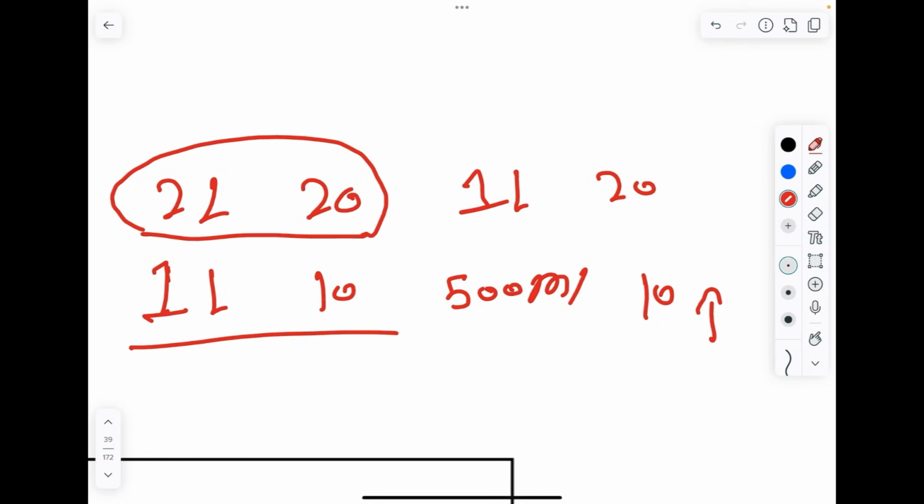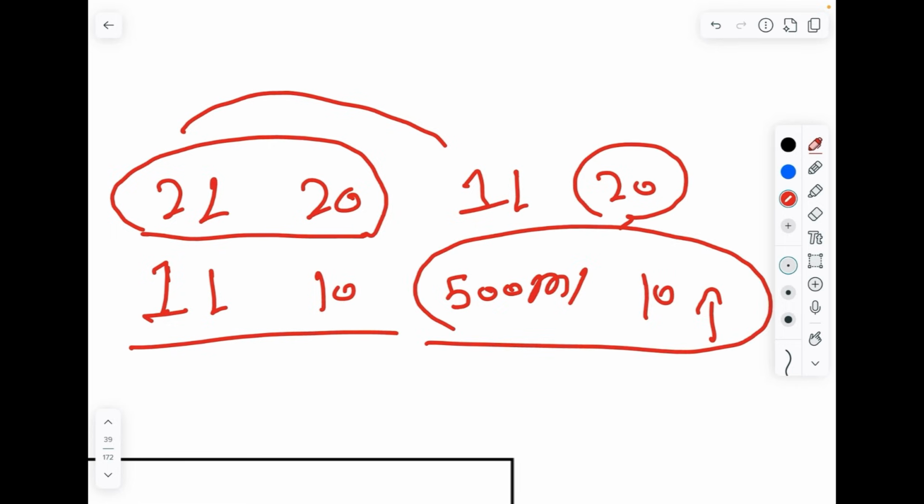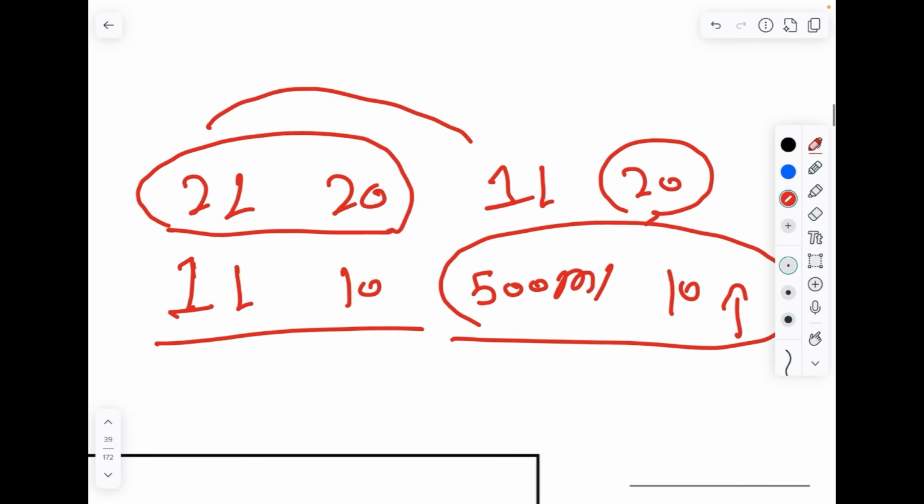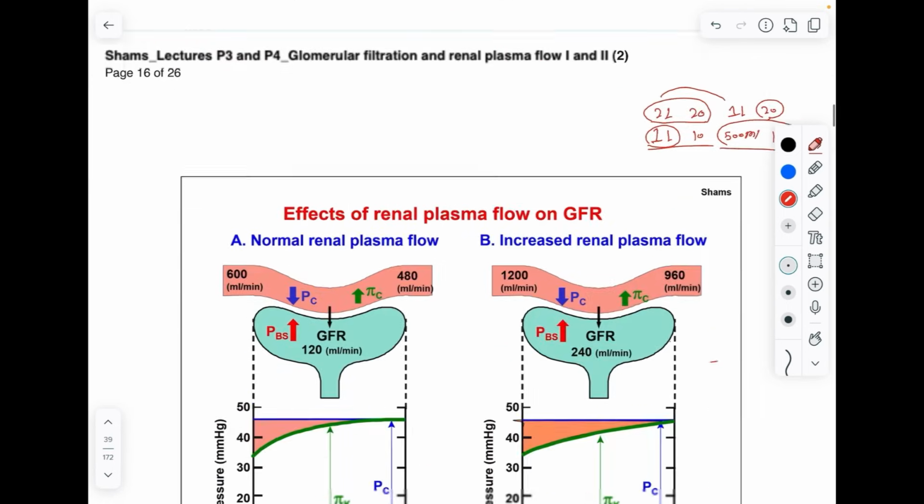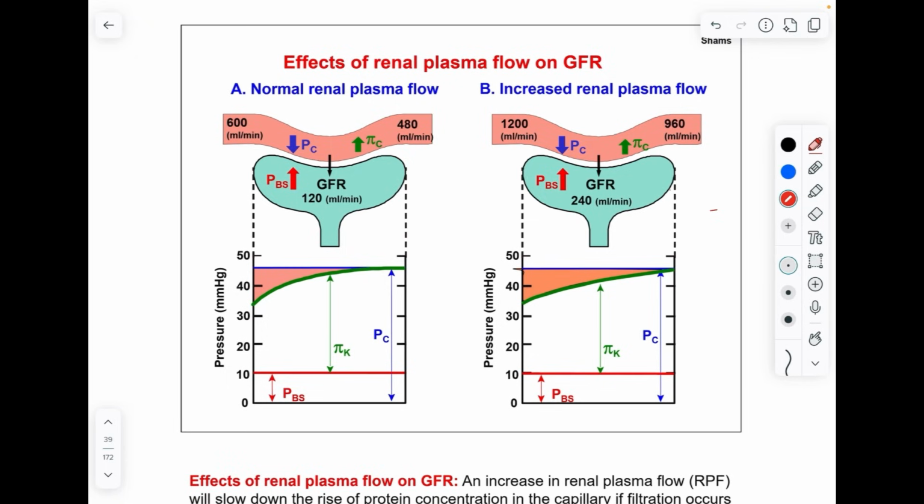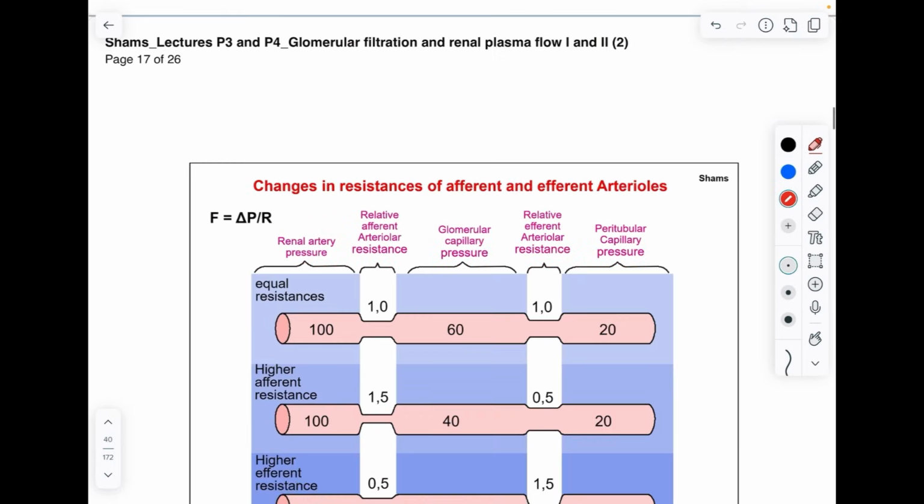with its 20 proteins. Do you see the difference? This guy filtered 1 liter to reach the same concentration that this guy reached by filtering 500 milliliters. Why? Because the original amount, the renal plasma flow, is different between them. And this you can see. If you do not understand this concept, you can just convince yourself, okay, if we double the renal plasma flow, we will double the GFR, and that's it.